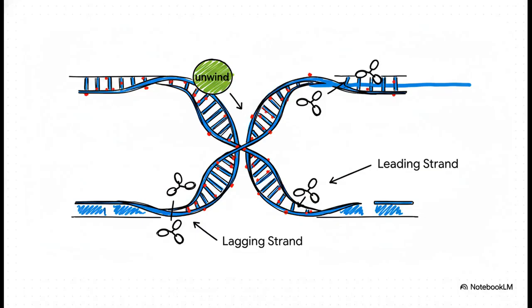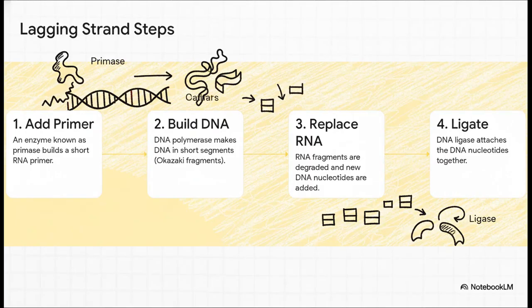Because of this one-way rule, one of the new strands, we call it the leading strand, is super easy to make. The polymerase can just cruise along in one long, continuous piece right behind the unzipping helicase. But the other strand, the lagging strand, runs in the opposite direction. That means it has to be built backwards, away from the replication fork, which is a real logistical headache. So how does the cell handle this? With a really clever workaround.